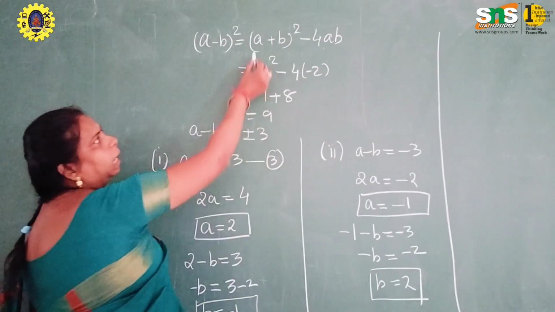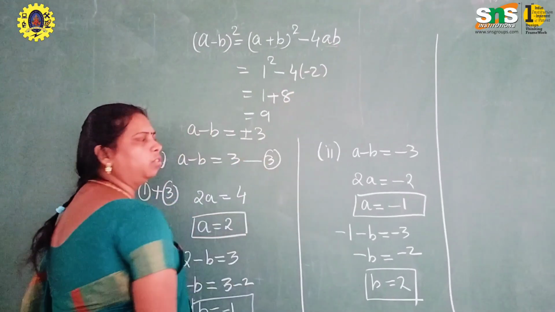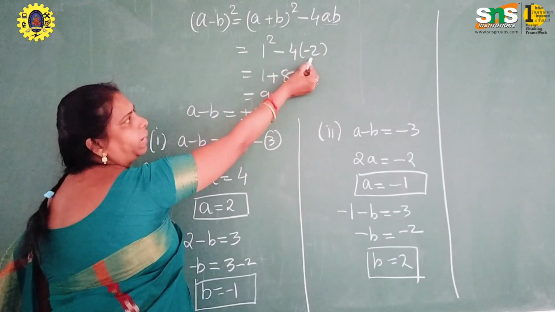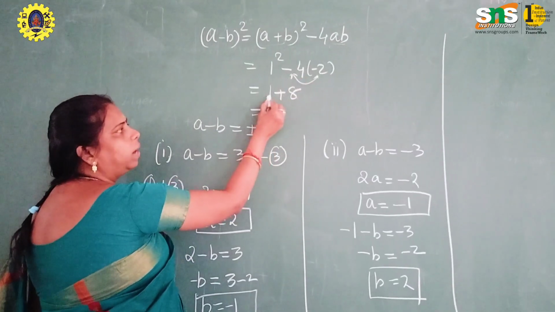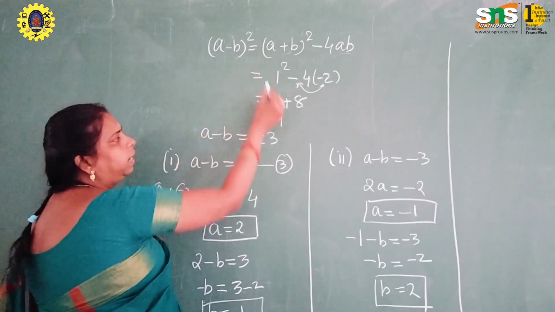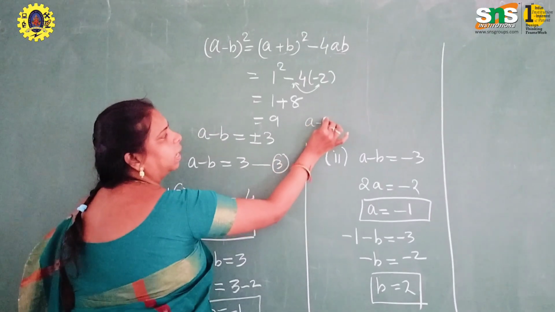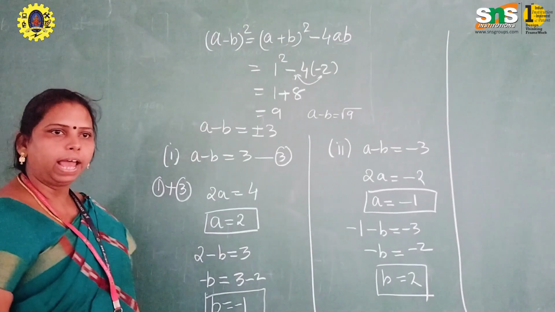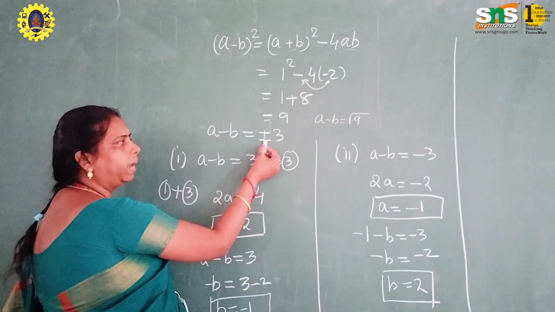We have the value for A plus B from equation 1, which is 1, and the value of AB is minus 2. Substituting, we get 1 square minus 4 into minus 2. Minus 4 times minus 2 is plus 8, and 1 plus 8 equals 9. So we get A minus B whole square equal to 9. From this I can find A minus B, which is root 9. The value of root 9 can take a plus or minus value, so it is equal to plus or minus 3.